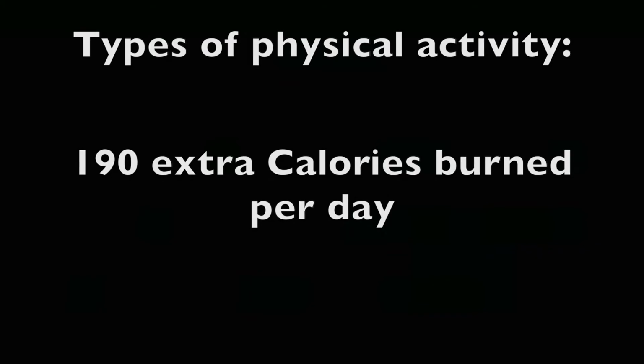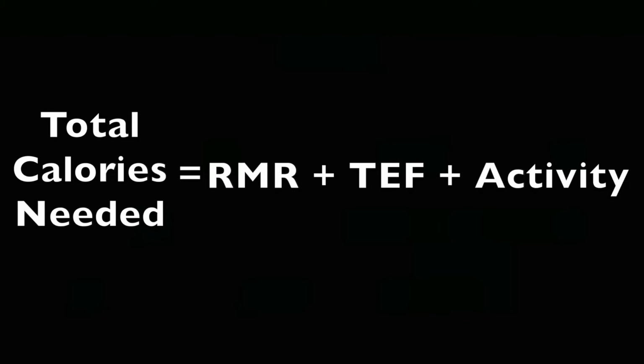So now that we've looked at all the components of our body's energy balance equation, let's go ahead and spell it out a little bit better. Total calories needed equal our resting metabolic rate plus the thermic effect of food plus the physical activity.